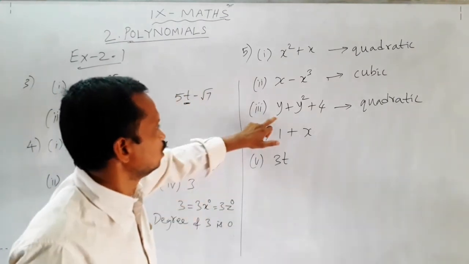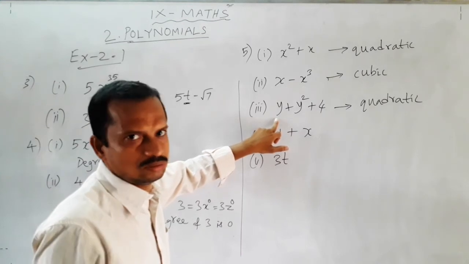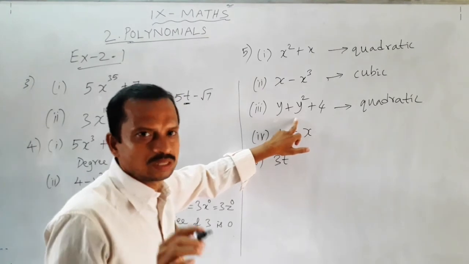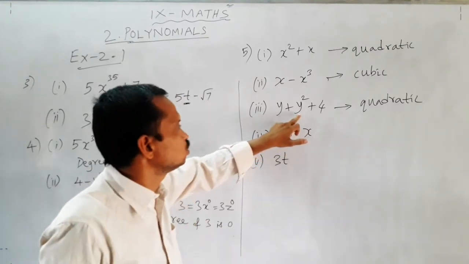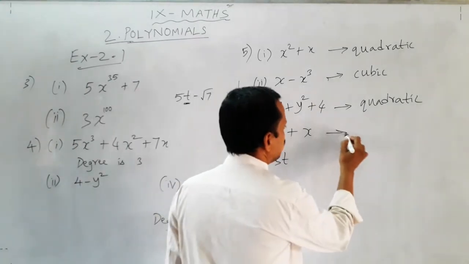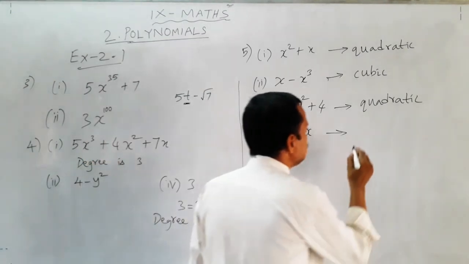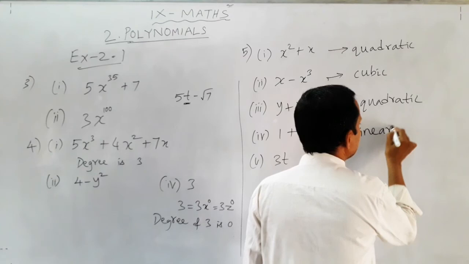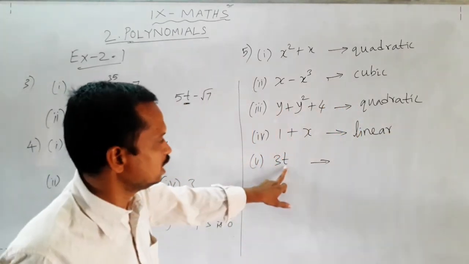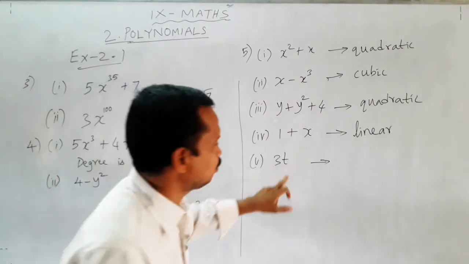We don't point out only the first term. You have to see all the terms and where the highest power is, that is the degree. So here the second term is y square, degree 2, therefore quadratic. And here 1 plus x, so x is a variable whose degree is 1, therefore a linear polynomial. And this one, 3t, t is the variable whose degree is 1, therefore this is also a linear polynomial.